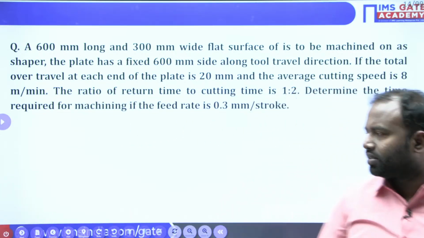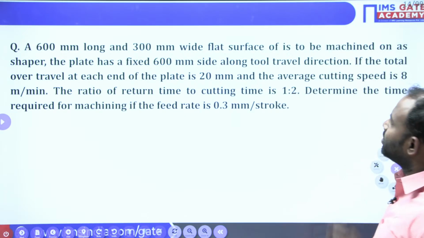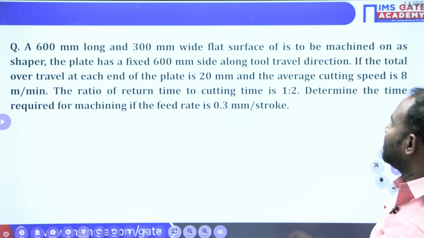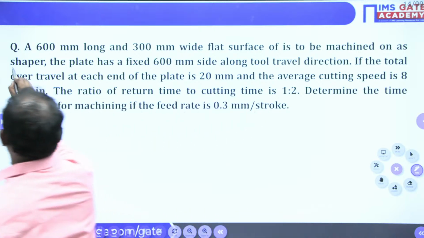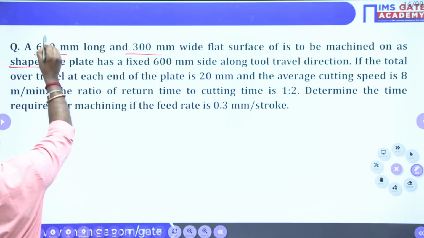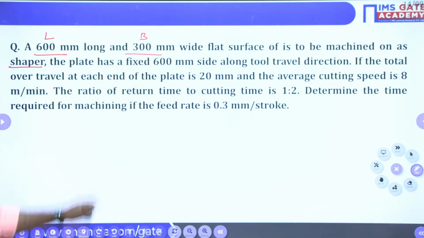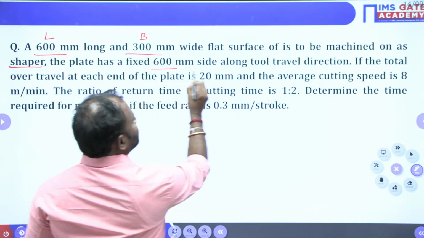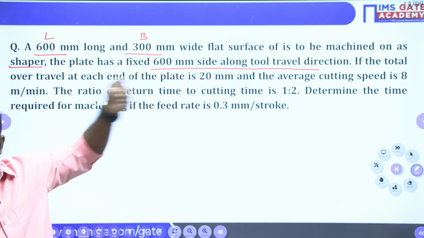Welcome back guys. Let me read the problem. A 600 mm long and 300 mm wide flat surface is to be machined on a shaper. This 600 mm is the length L and this 300 mm is the width B. The plate is fixed with the 600 mm side along the tool travel direction. Tool is traveling in the direction of 600 mm.